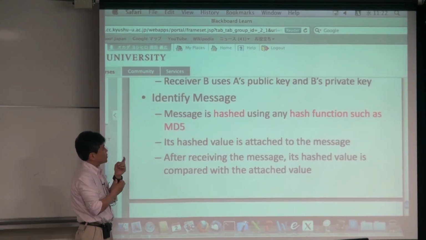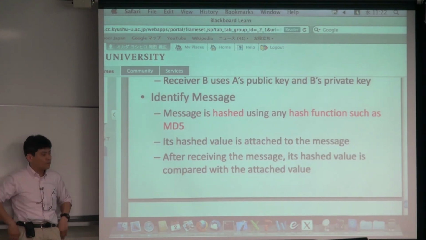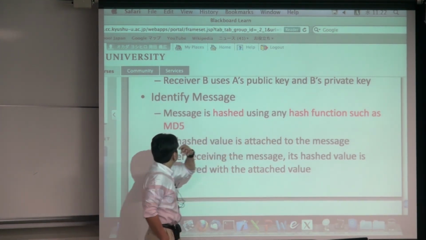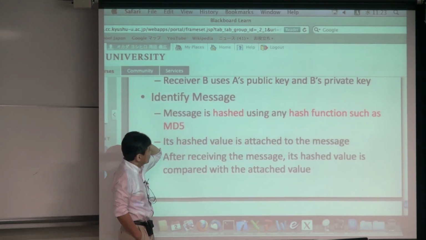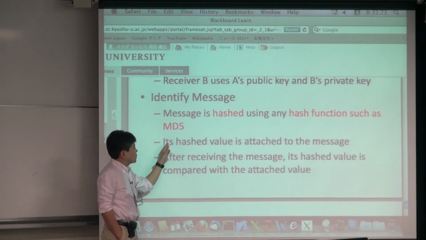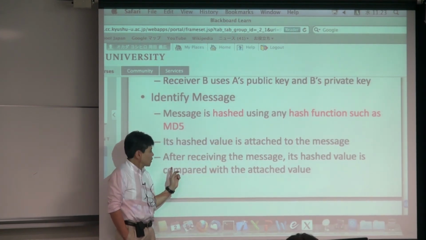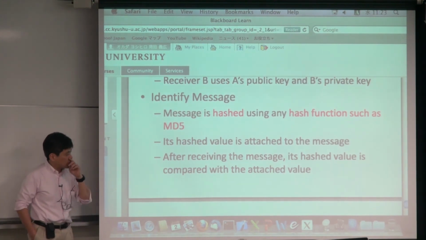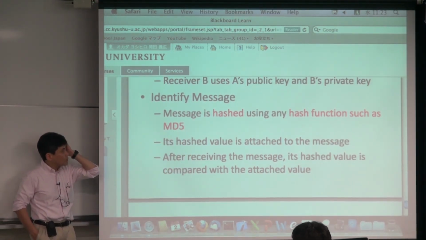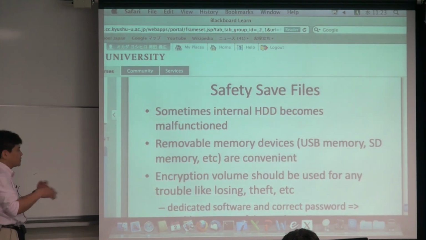So the message, as shown here, is hashed. A hash is a function to change any number to another number. Using a hash function such as MD5, the MD5 is a type of hash function. In this case, you don't need to mind the details of the hash functions. Its hashed value is attached to the message, and after receiving the message, its hash value is compared with the attached value. If there is a difference between the hash values, the message is not correct. I mean there is some modification, some change exists.